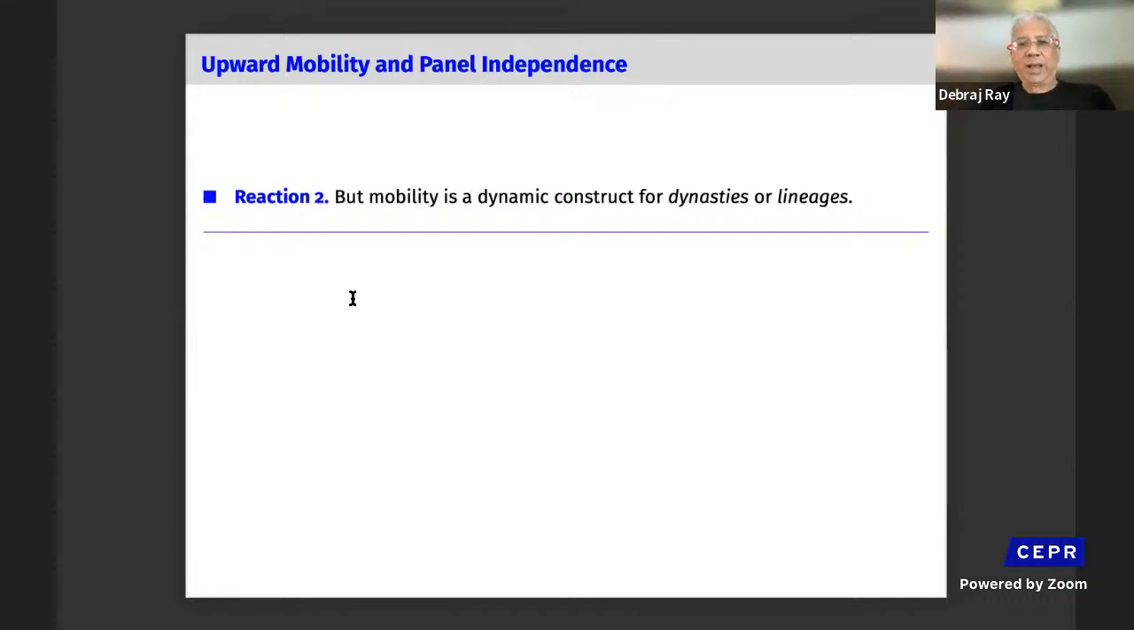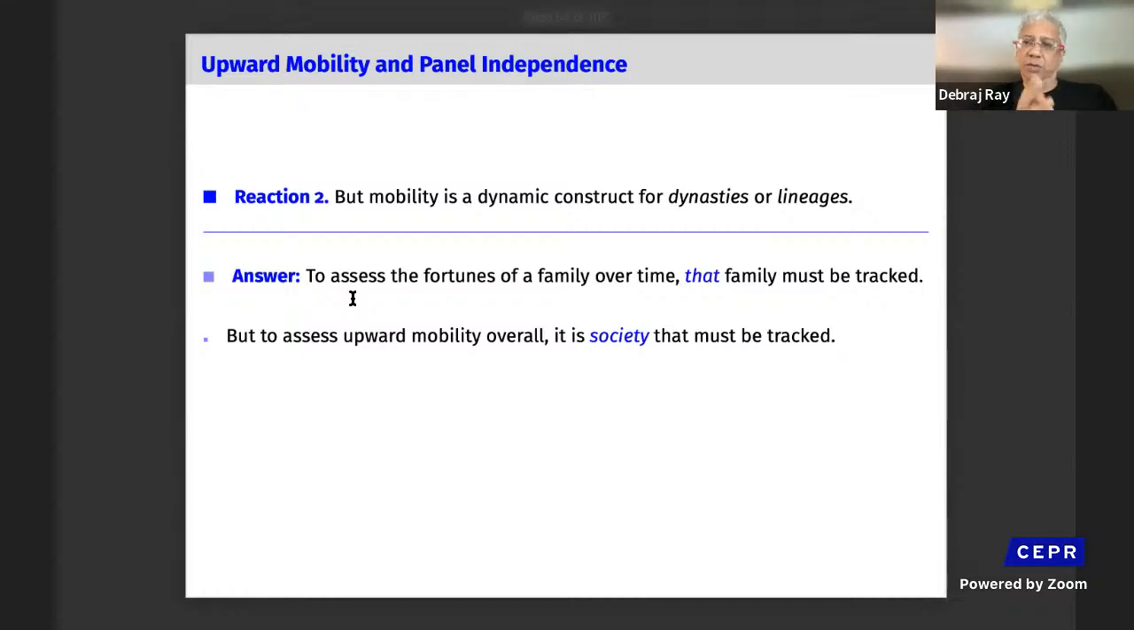Reaction 2 is just like, come on, don't give me algebra. Mobility is a dynamic construction for dynasties or lineages. So how did you take the panel out? Yeah. So let's think about that. So in part, let me agree with you. To assess the fortunes of a family over time, that family has to be tracked, no question. But when we're measuring upward mobility overall, we're not interested in tracking a family. We're interested in tracking society. It is society that has to be tracked.